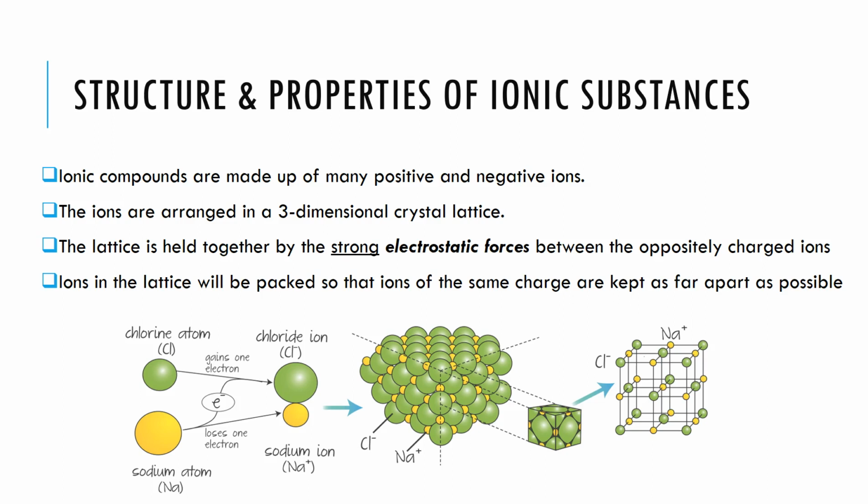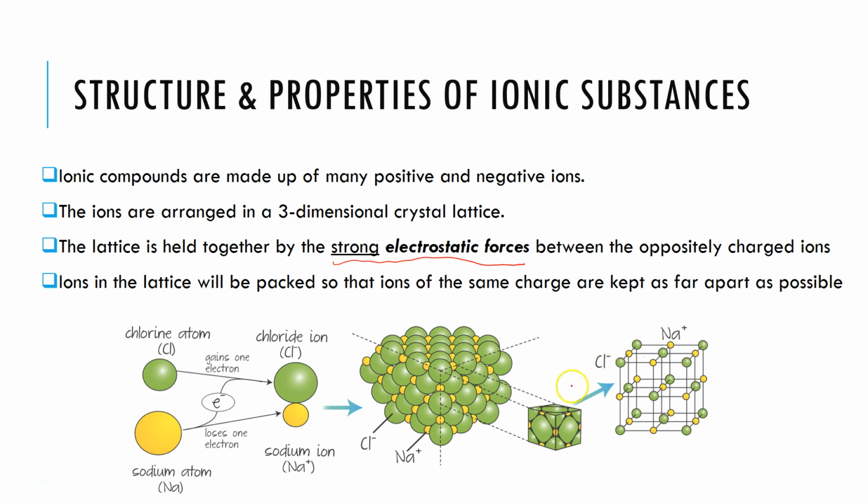Okay, the lattice is held together by strong electrostatic forces, remembering that the strength of the force is linked to our melting point. So ionic compounds have high melting points as well because of the strength of that force. Okay, ions in the lattice are packed tightly, and they're always arranged so that ions of the same charge are kept as far apart as possible.